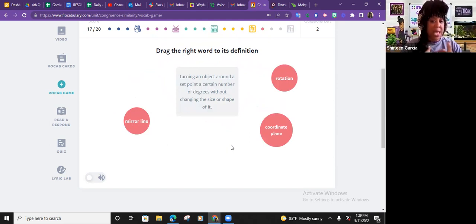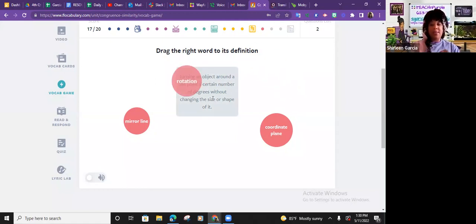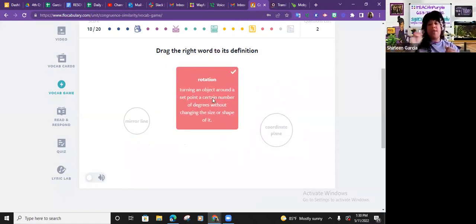All right, turning an object around a certain point, a certain number of degrees without changing the size or the shape. Is that a rotation, a mirror line, or a coordinate plane? Turning. Turn, spin, turn. Yes, rotation. When you rotate, something is spinning or turning.